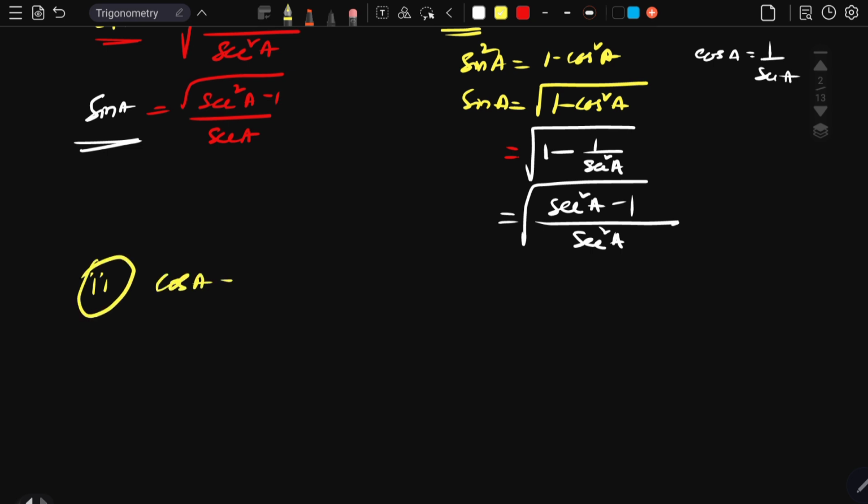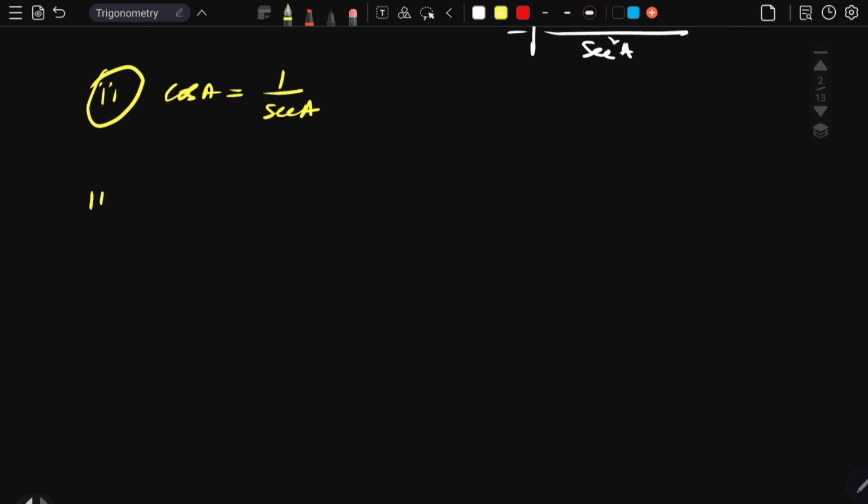So cos A in terms of secant is very simple, since secant and cos are reciprocals of each other. Then cos A is equal to 1 by secant A. Next, the third one, we consider as tan A.